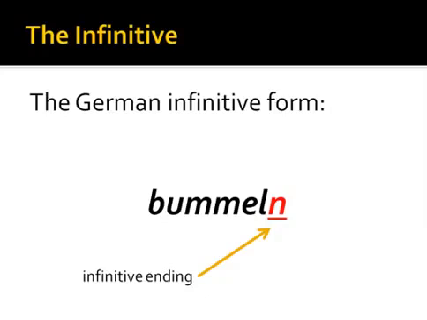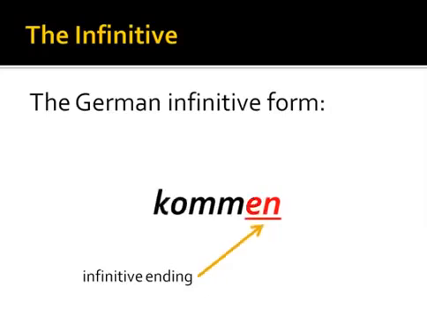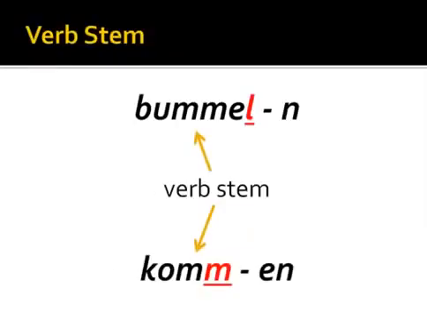It's an N. Now let's take a look at another verb, kommen, which means to come in German. Now the infinitive ending here is en. So we essentially have two ways of forming an infinitive form. That is, either tack an n or an en on to the verb stem. So the question is, well, do I use an n or an en ending?